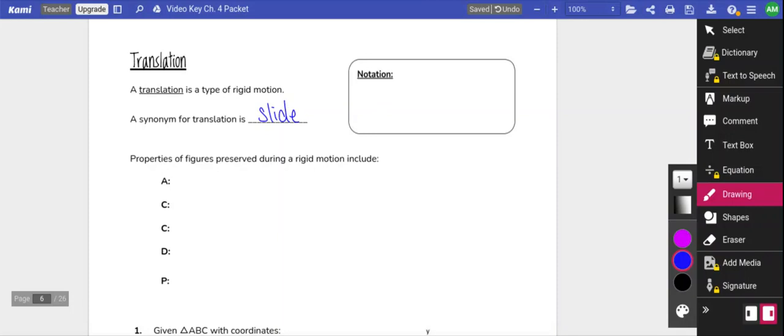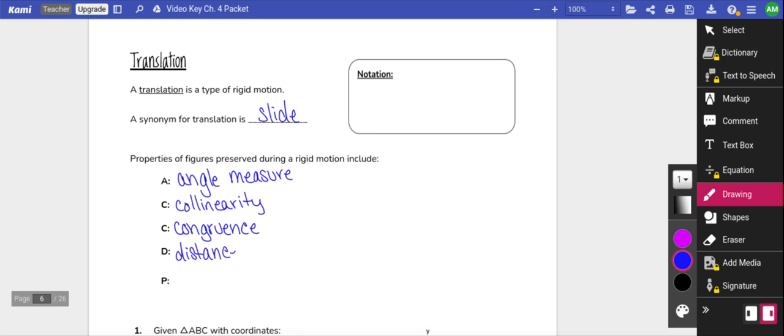rigid motion. A is angle measure. The first C is collinearity. Congruence. Distance. And parallelism. And the two ones that we're going to star are angle measure and distance.